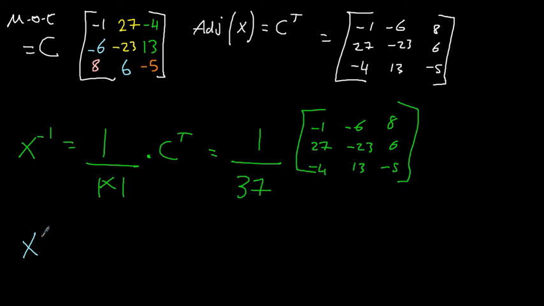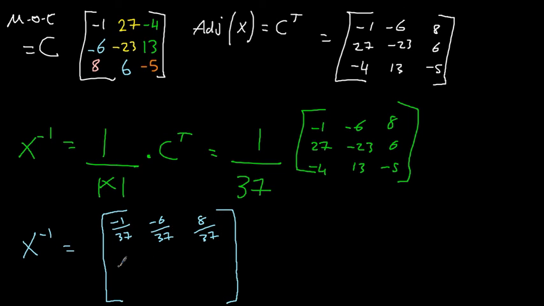The inverse is going to be, when we multiply out that 1/37th scalar multiplier, leave yourself some room, minus 1 over 37, minus 6 over 37, 8 over 37, 27 over 37. Minus 4, 13, and minus 5. And that is the inverse of x.